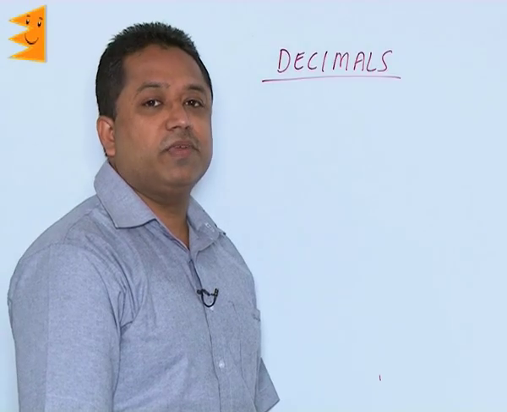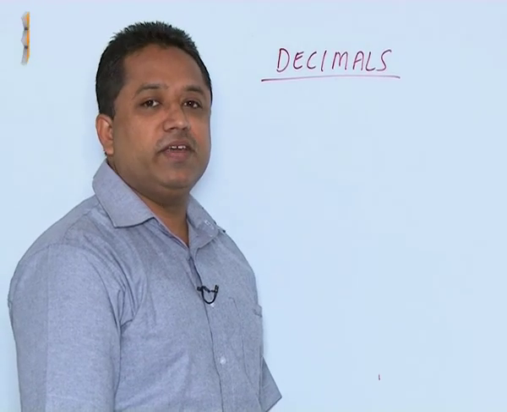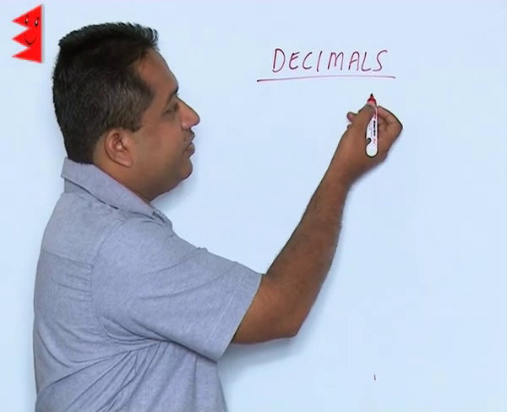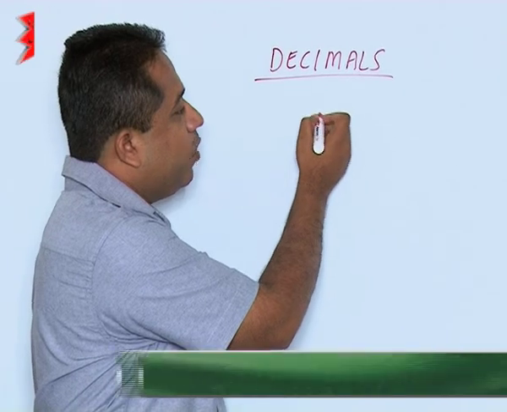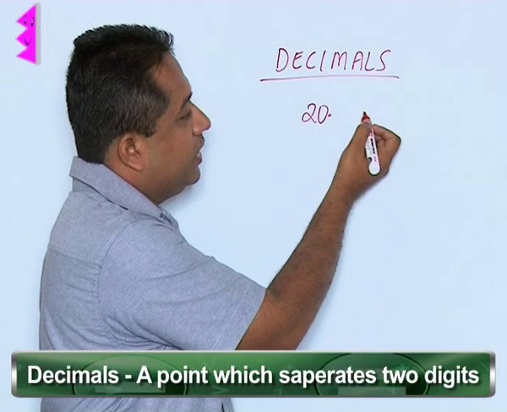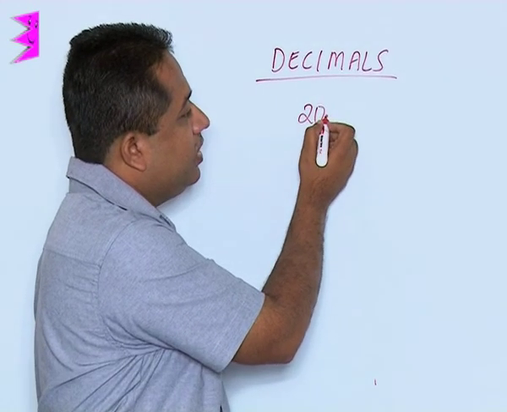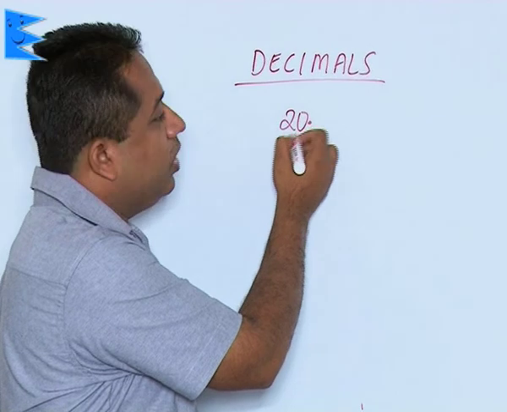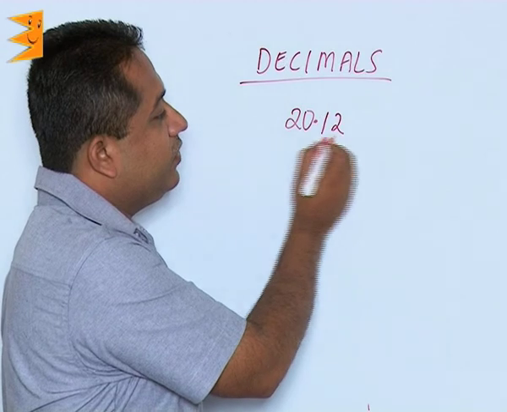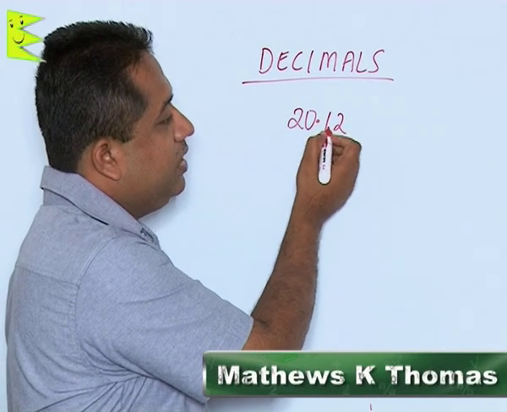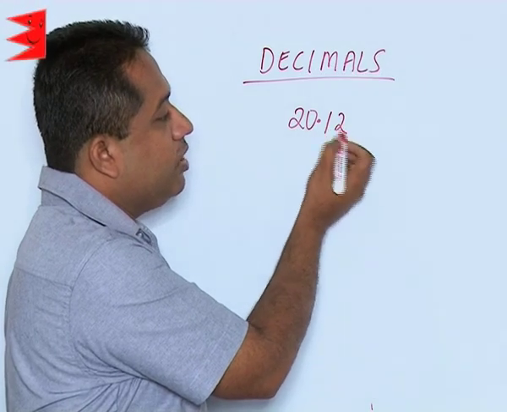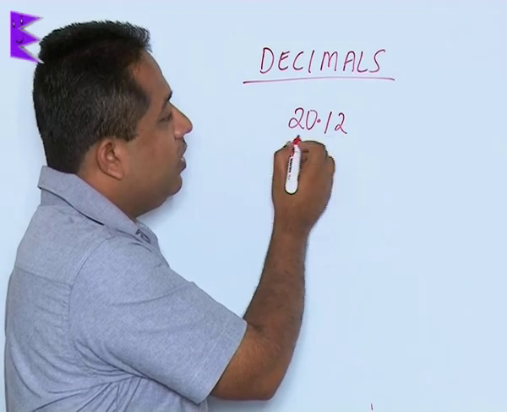In the next part of the chapter, we are going to deal with multiplication and division of decimals. Now, what is a decimal? A decimal is basically a point which separates two parts of a number: we have digits in front of the decimal, that is the whole number, and then we have some numbers after the decimal. So, this is 20 point and the numbers after that are 1 and 2, we call it point 1 2. We do not call it 20 point twelve, it is 20.12. So, this is the decimal.